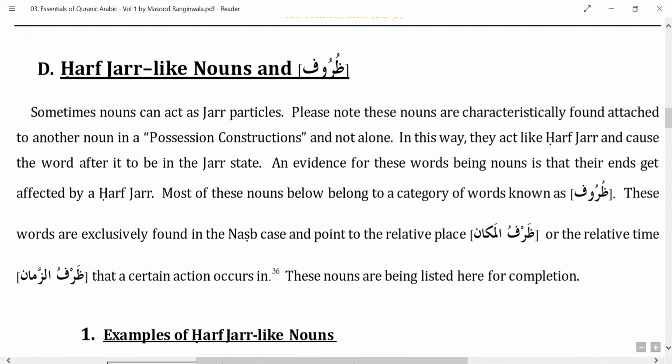make the next word into jar. They are known as dhuruf. Later on in sarf, we will see that each kind of root letter word will have its own zarf. You will have two kinds of zarf. Means the word will describe the place of doing the action or the time of doing an action. So these words are known as zarf or zuruf in plural.